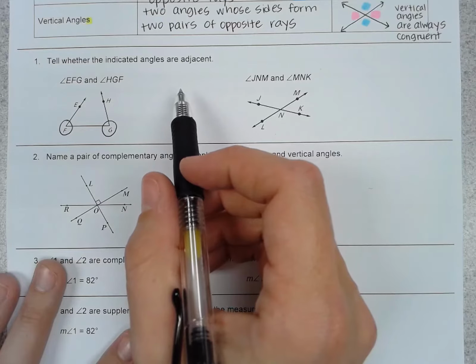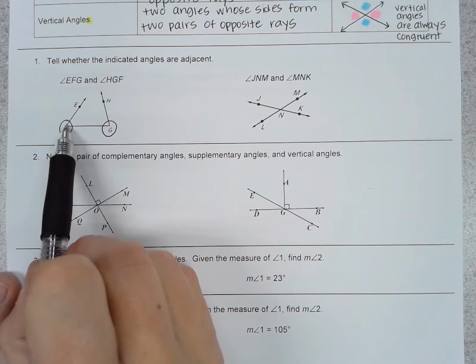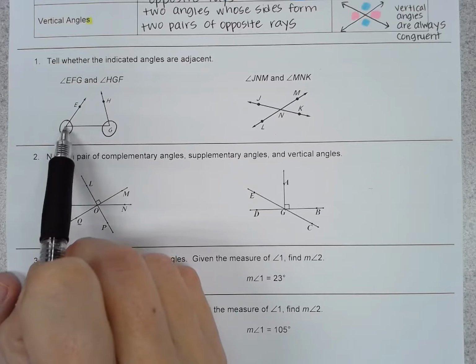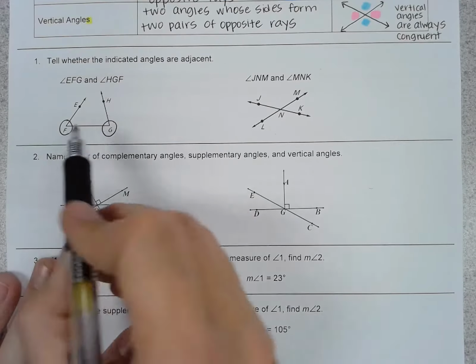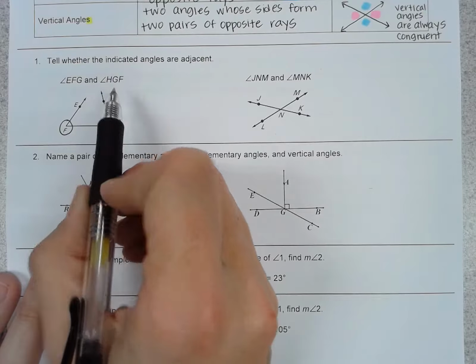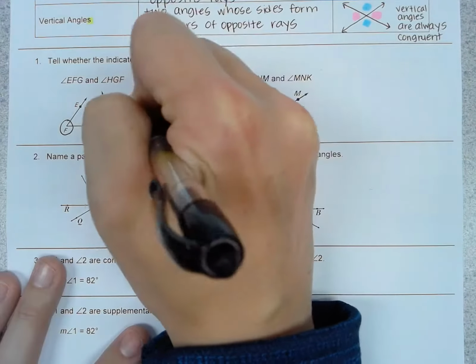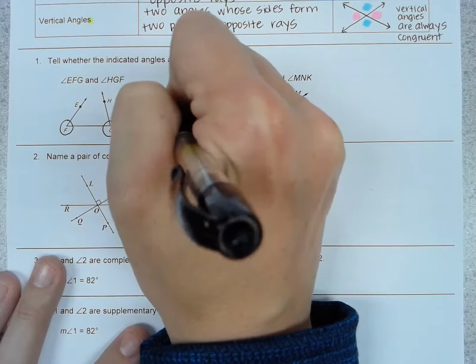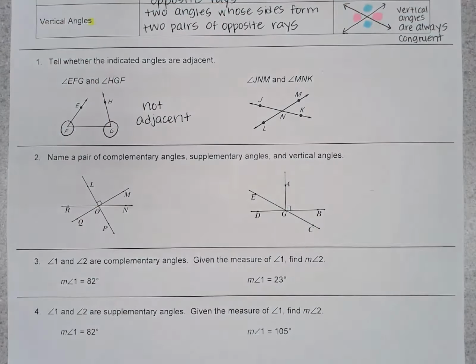Adjacent means that they have to have a side in common. This side is in common because it is a side on both of the angles, but they also have to have the same vertex. This vertex is F, this vertex is G, so you would conclude that these two angles are not adjacent to each other. They're next to each other, but they're not adjacent.